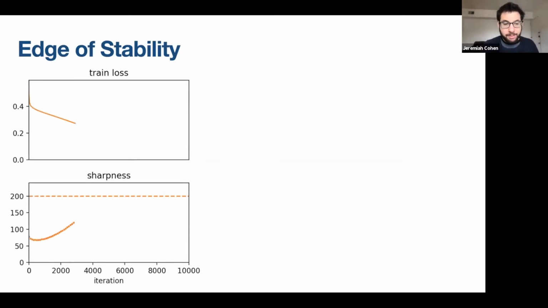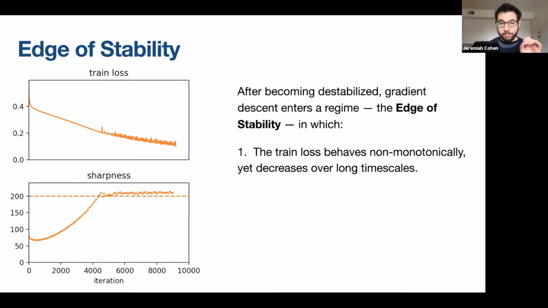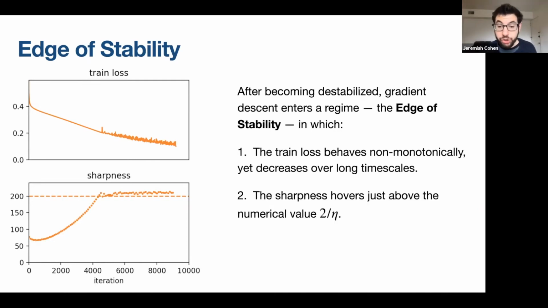So to recap, what happens overall is first the sharpness rises till it reaches 2 over eta, and then you're at the edge of stability, where the hallmarks are, number one, that the train loss behaves non-monotonically over short time scales, but it decreases over long time scales. And number two, the sharpness hovers just above the numerical value 2 over eta.